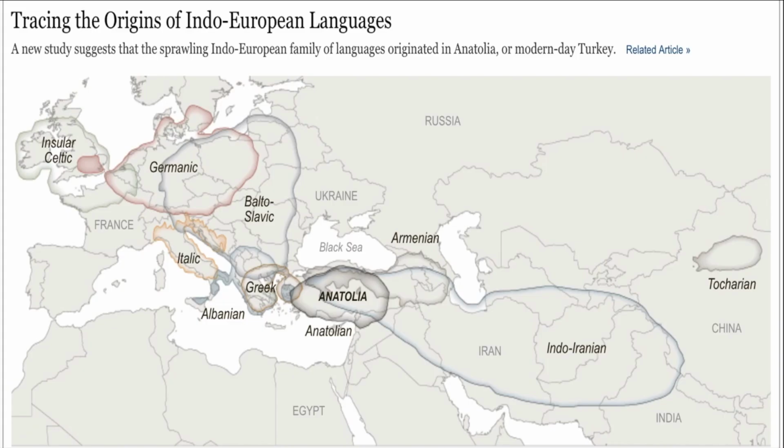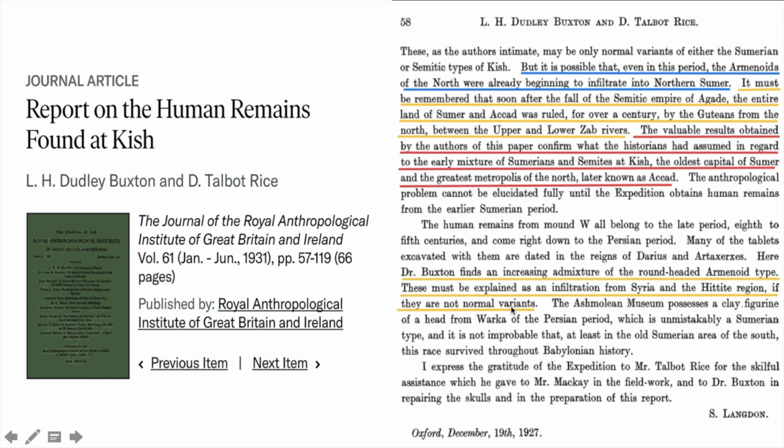And here's just one more map tracing the origins of Indo-European languages. You see Armenian right here, Anatolian, then Indo-Iranian stretching again above what would be the Tigris and Euphrates River. All this part is the land of Japheth. All of this is Indo-European. And this fits with what we know about the infiltration of northern groups.